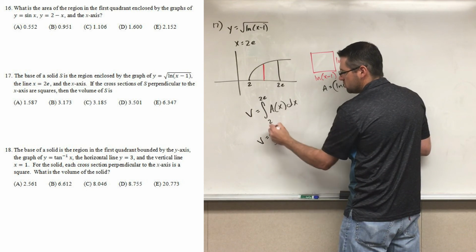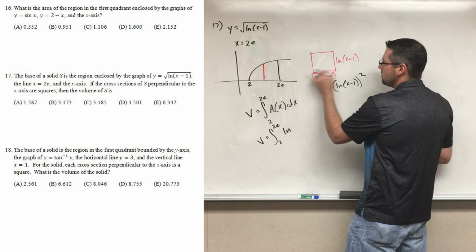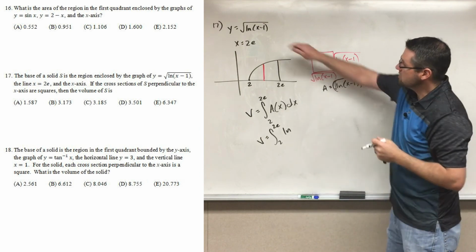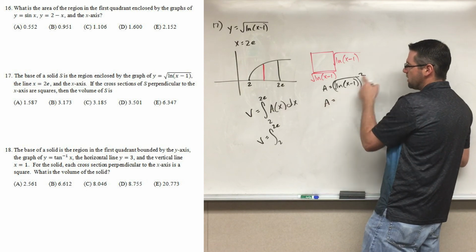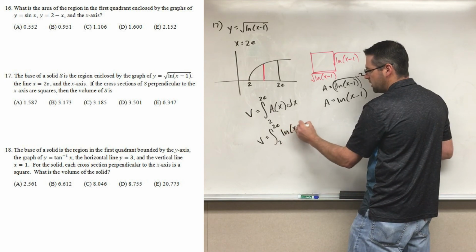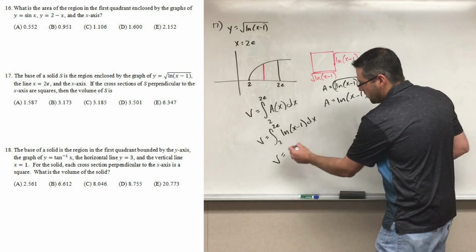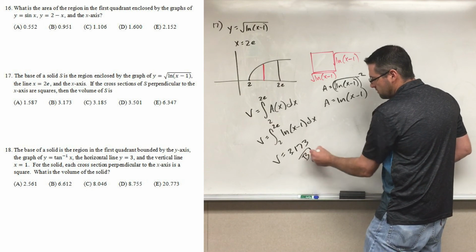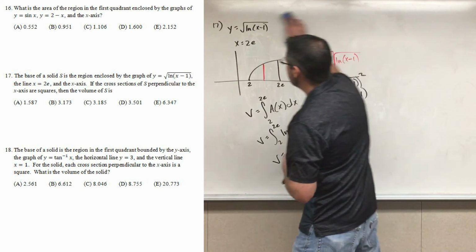Volume equals the integral from 2 to 2e of, sorry, it should be radical, and then here the radical, because we had radical there. So this can actually simplify then because it's a radical squared. This just becomes natural log of x minus 1. So we end up with the integral of natural log of x minus 1 dx, and then use our calculator to find that answer. We end up with 3.173, and our answer would then be B. All right, that's number 17. Number 18 is the last problem.